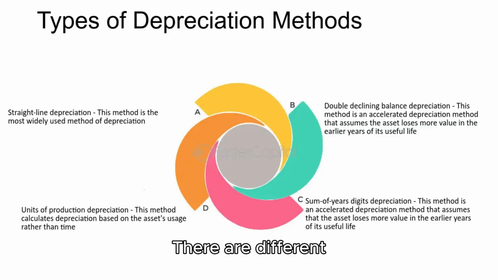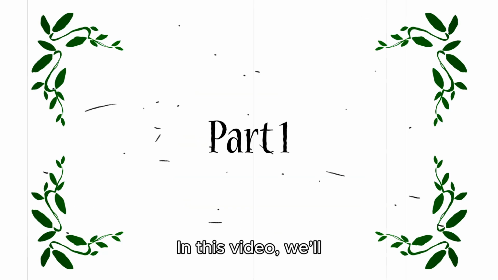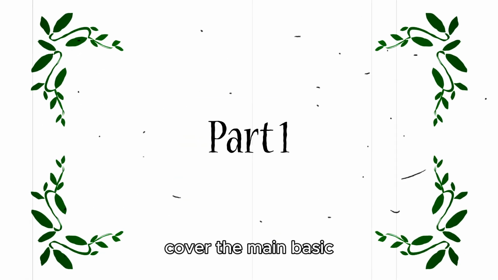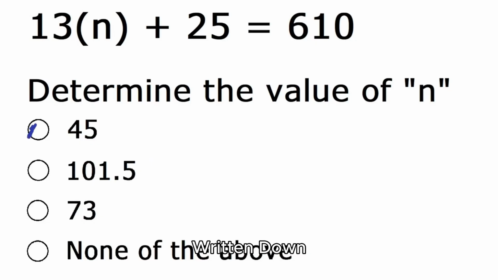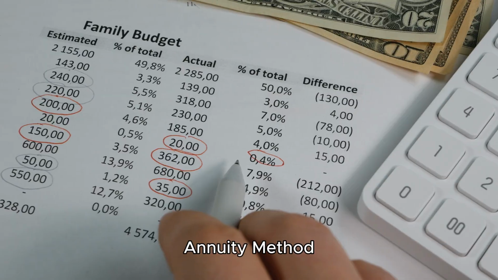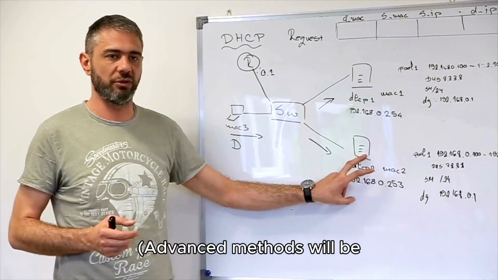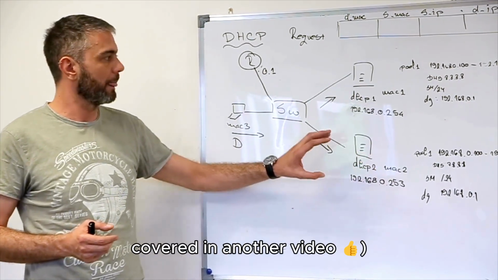Depreciation methods. There are different methods to calculate depreciation because assets are used differently. Some lose value faster, some slowly. In this video, we'll cover the main basic methods. 1. Straight line method. 2. Written down value method. 3. Annuity method, concept only. Advanced methods will be covered in another video.